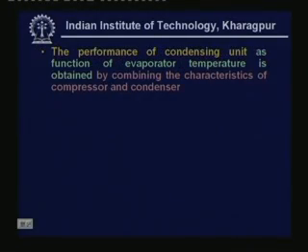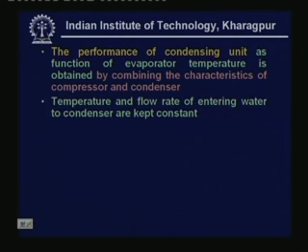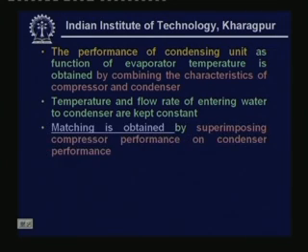So, the performance of the condensing unit as a function of evaporator temperature is obtained by combining the characteristics of compressor and condenser. Temperature and flow rate of entering water to the condenser are kept constant. So, here what we are assuming is that the inlet water temperature and the flow rate of cooling water both are constant, and matching is obtained by superimposing compressor performance on condenser performance. Let me show this.